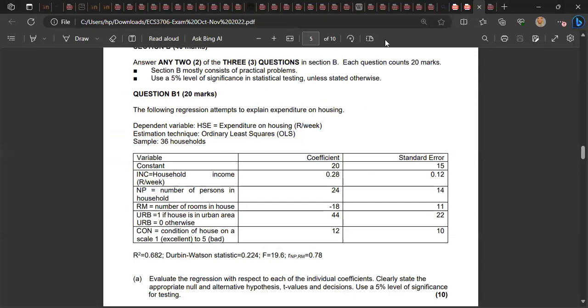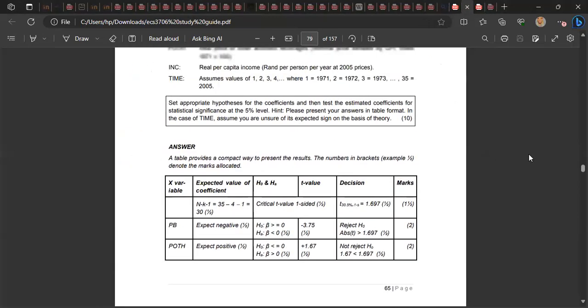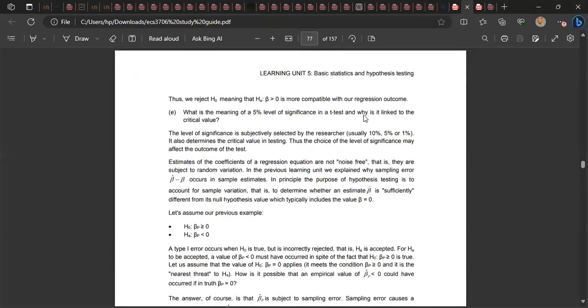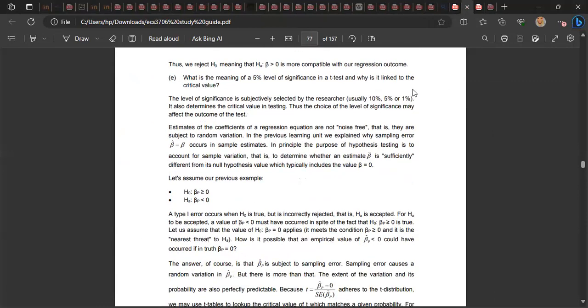On the study guide, this is the study guide here. You are looking at learning unit number 5, basic statistics and hypothesis testing. I believe that should be on it, as well as maybe chapter 5, but we will see when we get to the textbook.